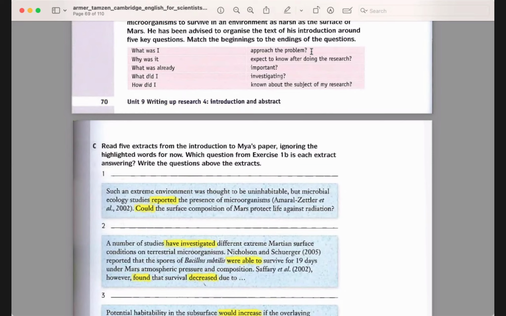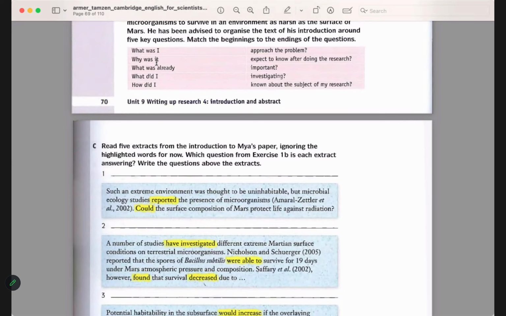Why? The first one: what was I investigating? Про що взагалі піде мова? The second one: what did I expect to know after doing the research? So, like my hypothesis. Oh, why, yeah, sorry. So, what I investigated and why was it important?